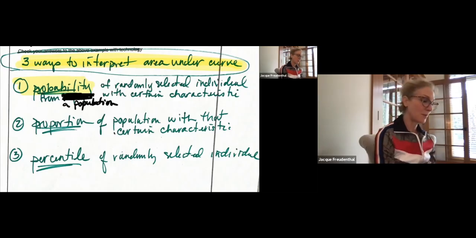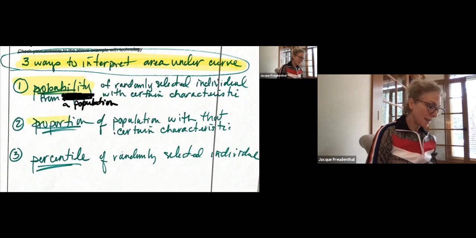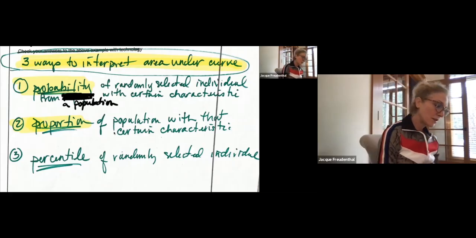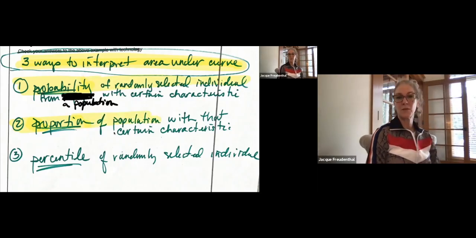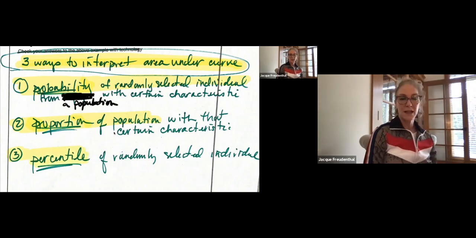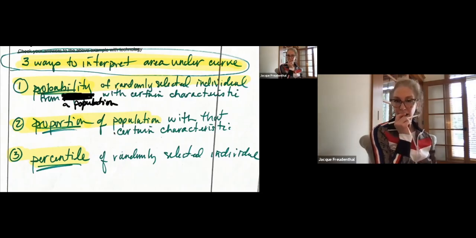Okay, we could think about the interpretation of the area under the curve that way. A second way is to think about it as a proportion, because you're asked to find the proportion. It's similar to probability. So the proportion would be the proportion of a population with a certain characteristic. So you're looking at a probability of a randomly selected individual with that characteristic, or you're looking at a proportion of the population with that certain characteristic. And then a third way to consider area under the curve is to think of it as a percentile. And we're going to do an example of all of those 3.